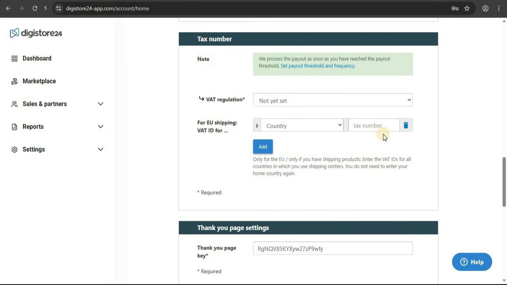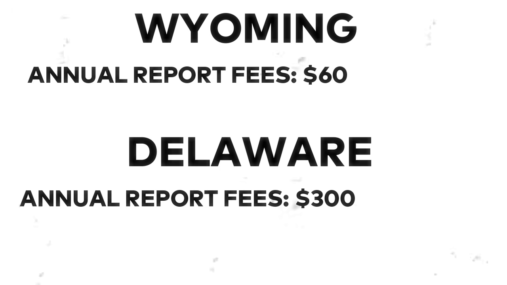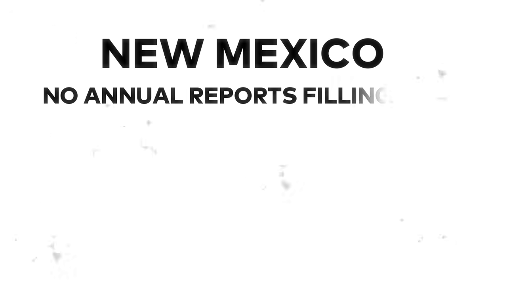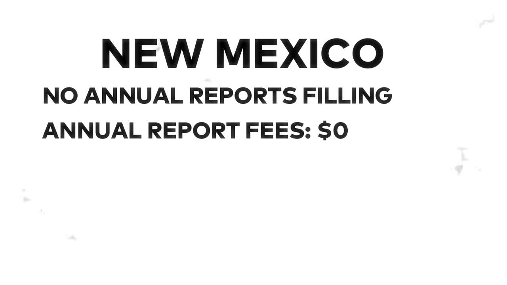Now to fill out your tax information as a non-US resident, you're going to need to set up an LLC. And when it comes to setting up your LLC, the first decision you're going to make is choosing the state you plan on forming your LLC in. And we have Wyoming, Delaware, and New Mexico. Now, Wyoming and Delaware do have some annual fees, and Wyoming actually requires annual report filing, but New Mexico requires no annual filing reports and absolutely no annual fees.